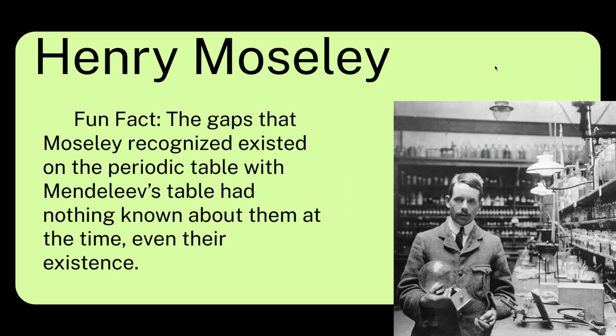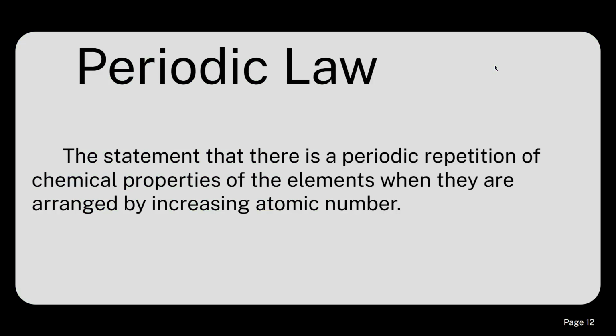The picture is a picture of him, and a fun fact is the gaps that Moseley recognized on the periodic table in Mendeleev's table had nothing known about them at the time, even their existence. So the elements that they knew were missing, they didn't know what they were or anything about them. He introduced the idea of periodic law. That is the statement that there is a periodic repetition of chemical properties of the elements when they are arranged by increasing atomic number.